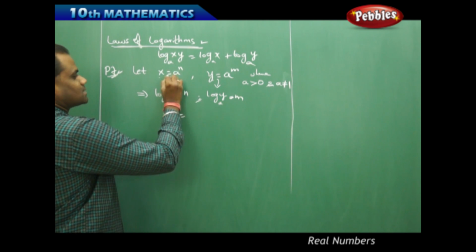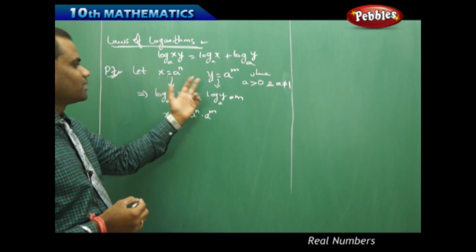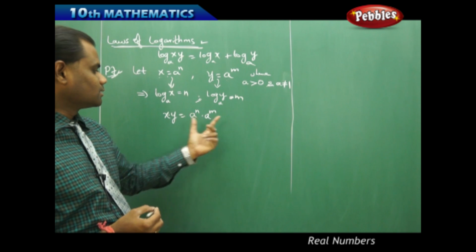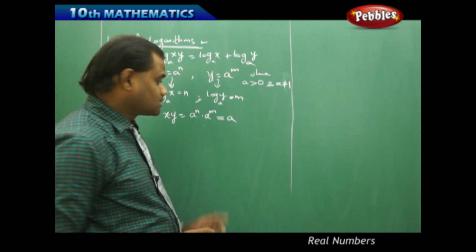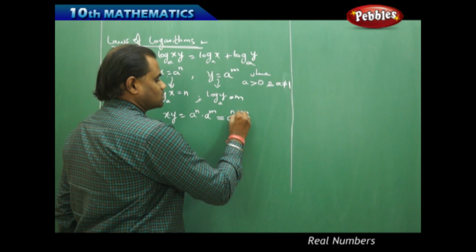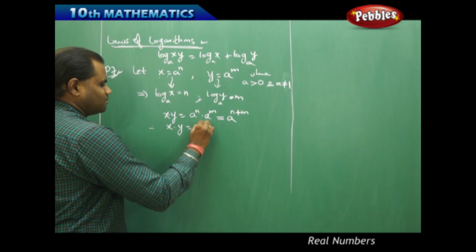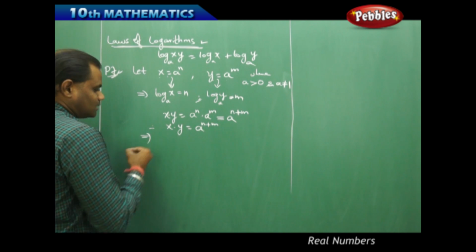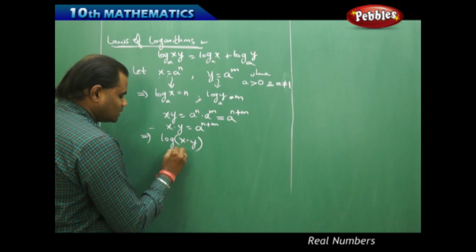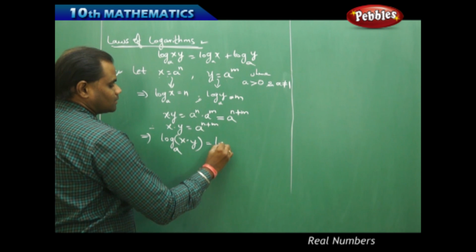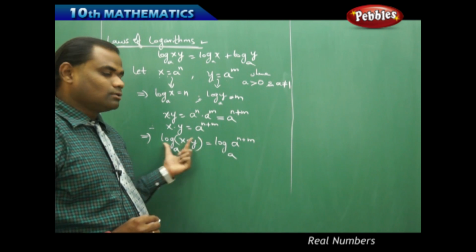So x into y would indirectly be a power n times a power m, because x is a power n and y is a power m. Substituted, the product gives me a power n times a power m. This, using the first law of index, gives me a power n plus m because the bases are the same. Therefore, x into y is a power n plus m. I apply log on both sides to the base a, so I get log of xy to the base a on the left hand side, and log of a power n plus m to the base a on the right.